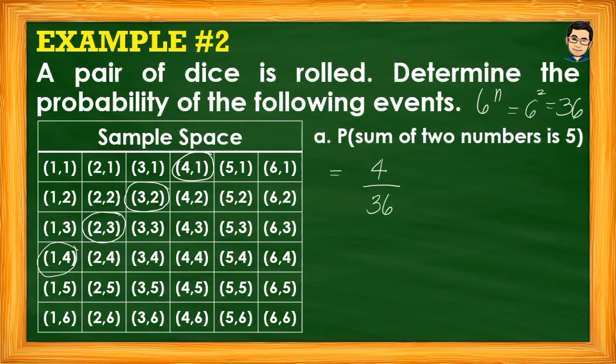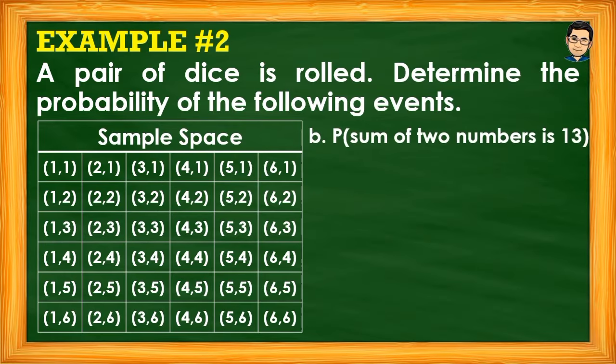Now, 4 over 36 is not the final answer. We need to simplify this, by getting the greatest common factor. Kahit tandaan, basta fraction yan, kahit anong topic pa yan, kailangan po natin i-simplify. So, divide natin by 4. That is 4 divided by 4, 1. 36 divided by 4, that is 9. So, ibig sabihin, the probability of getting the sum of two numbers is 5 ay 1 over 9.